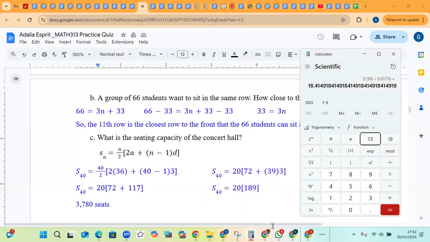We can verify. 39 times 3 will give us 117. And we have to add this 117 to 72, and that will give us 189, and then we multiply 189 by 20, and this will give us 3,780 in all. That's the capacity in our case. So this is correct.